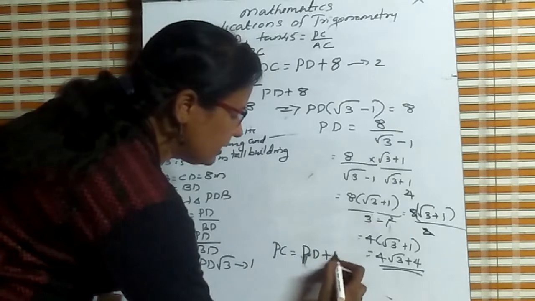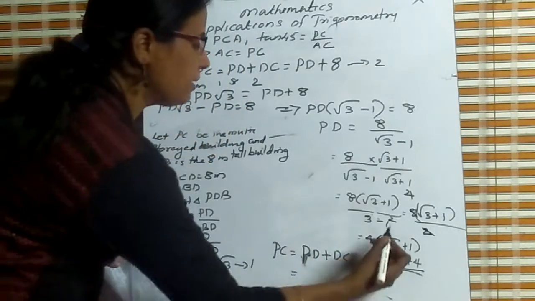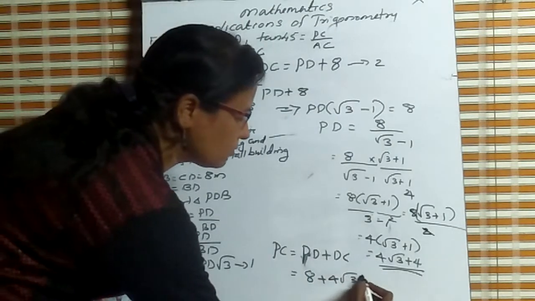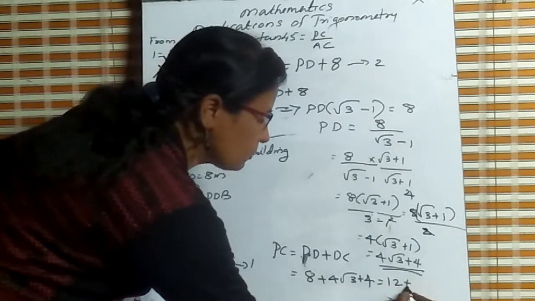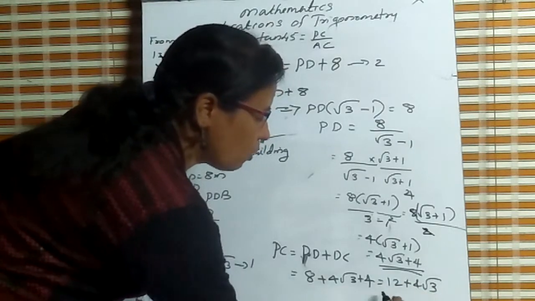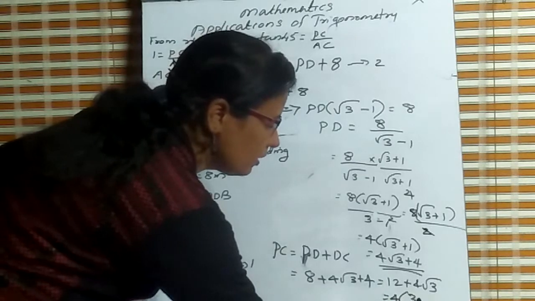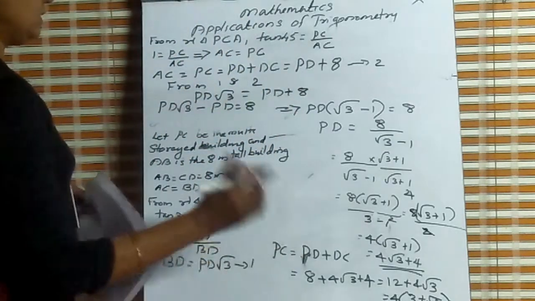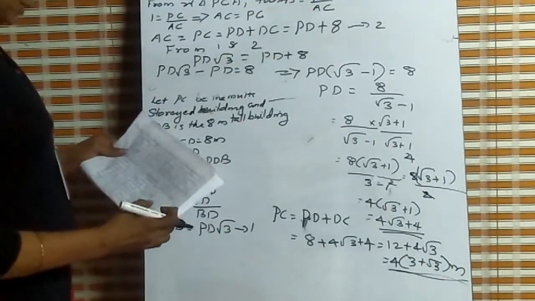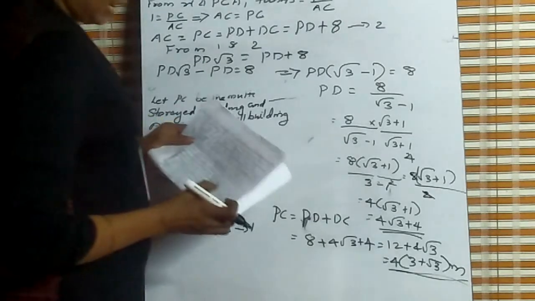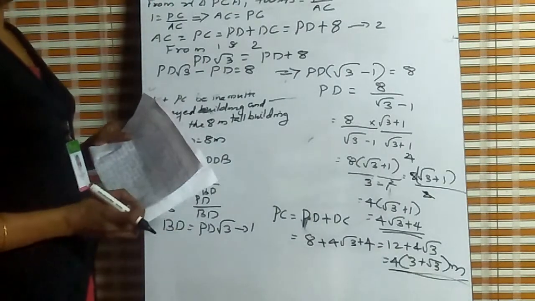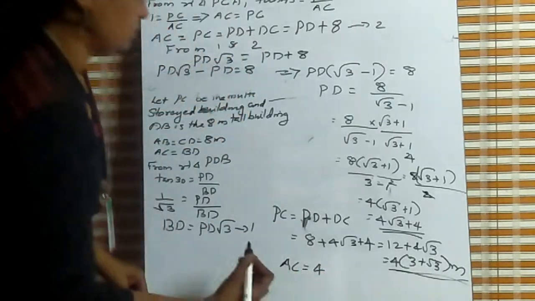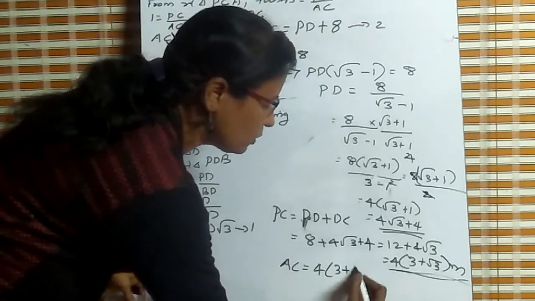Therefore, PC is equal to PD plus DC. What is PD? PD is 4 root 3 plus 4, plus DC is 8, which is equal to 12 plus 4 root 3. Take 4 common: 4 into 3 plus root 3 meter is equal to PC. PC is equal to AC because tan 45 is equal to PC by AC. So PC is equal to AC. Therefore, AC is equal to 4 into 3 plus root 3 meter.